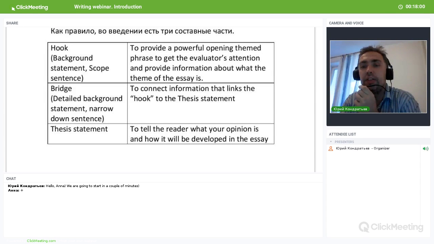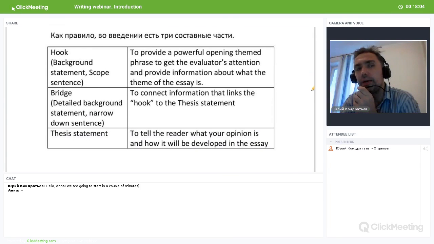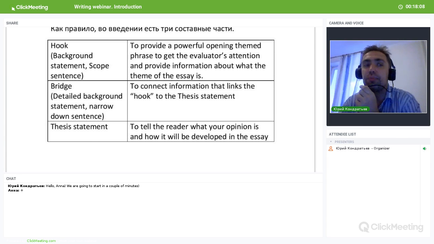So in the introduction, as a rule, there are three parts. That's the hook, the bridge, and thesis statement. There are lots of books on IELTS and on IELTS writing in particular, so sometimes hook can be called background statement, sometimes it's called scope sentence. It's the same. Bridge can also be called detailed background statement or narrowed down sentence.